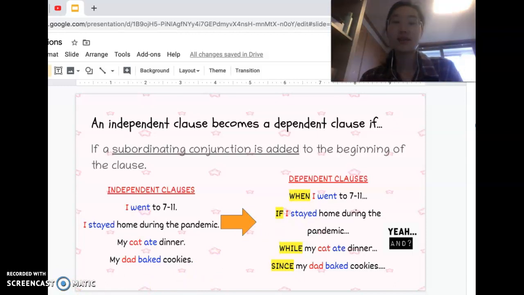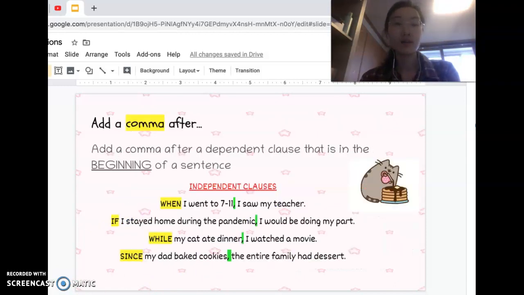Another thing to keep in mind is you need to add a comma after a dependent clause that's in the beginning of the sentence. So, for example, when I went to 7-Eleven, comma, I saw my teacher. If I stayed home during the pandemic, comma, I will be doing my part. While my cat ate dinner, comma, I watched a movie. Since my dad baked cookies, comma, the entire family had desserts, right?